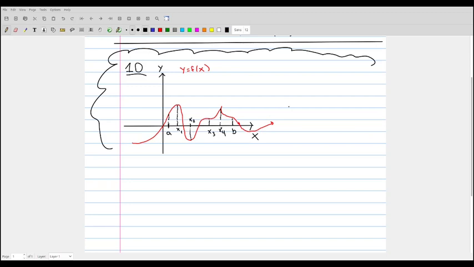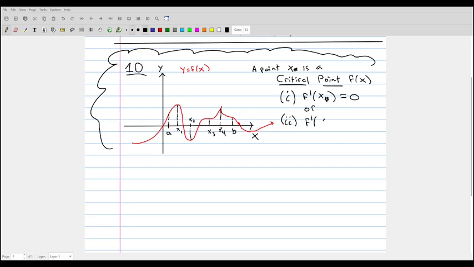At each one of these points on this interval, say a point x star is a critical point of a function f of x in 1D if either the derivative at x star, the rate of change of the function f at x star, is equal to 0, or the derivative at x star does not exist, which we'll abbreviate as DNE for short.